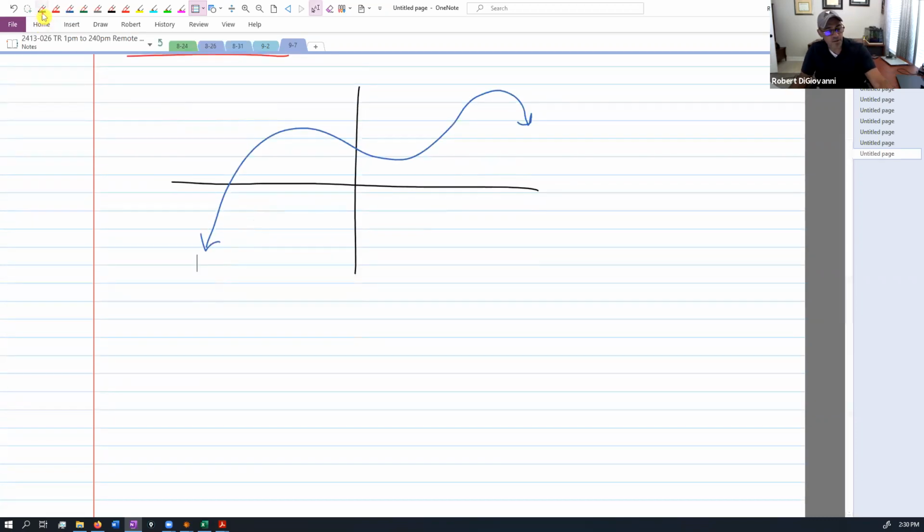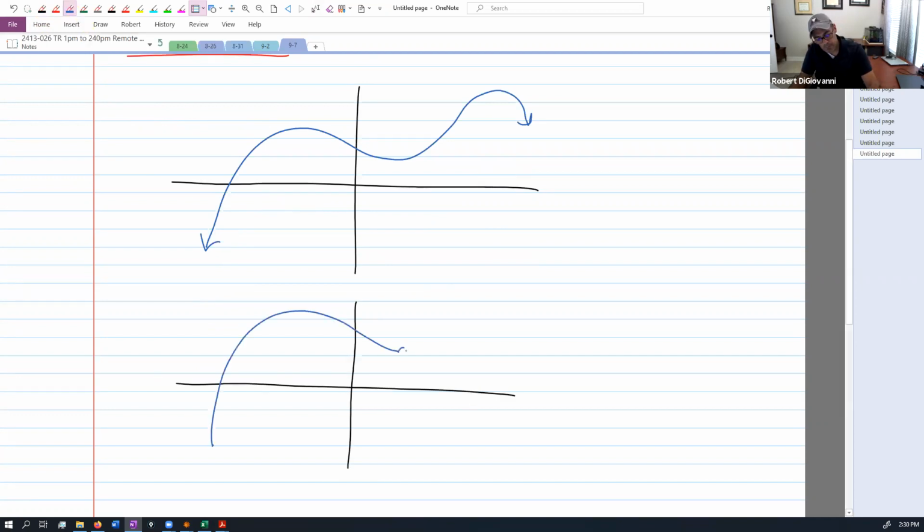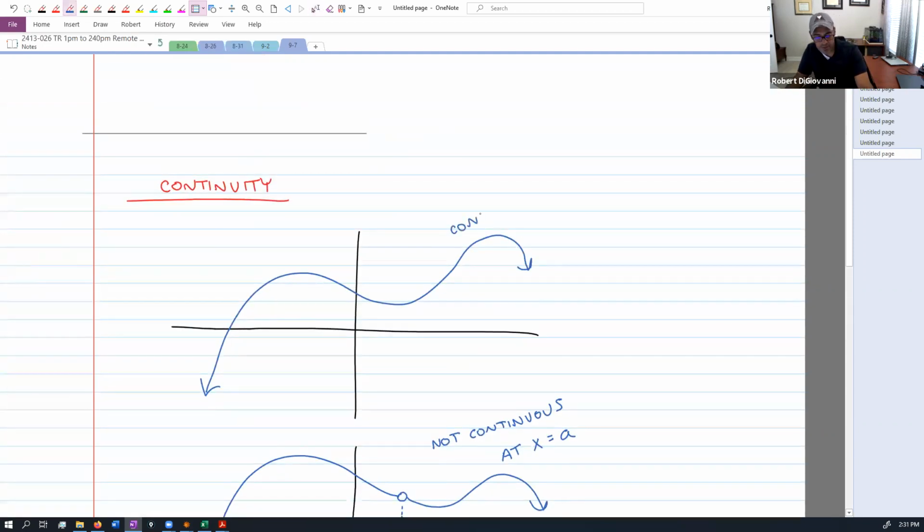If I have something that looks like this, this would be continuous everywhere except right here. Let's say that that's the value a. Because if I were drawing this, I would actually have to pick up my pencil to go over that hole and then continue drawing. So this would not be continuous at x equals a. This one would be continuous everywhere.